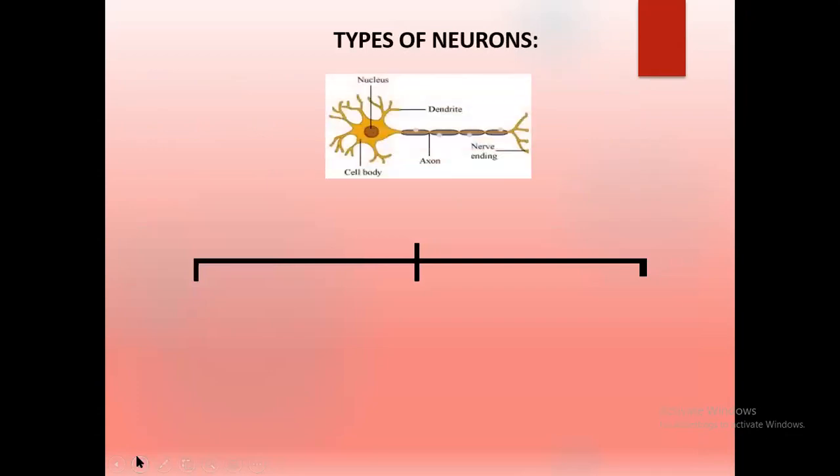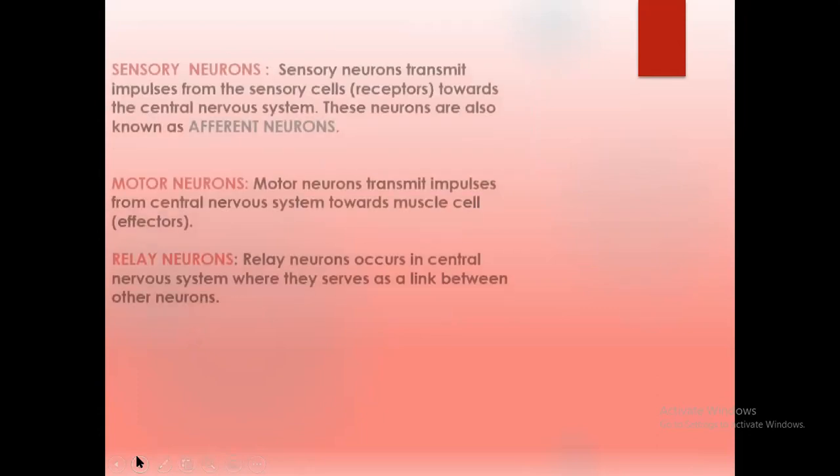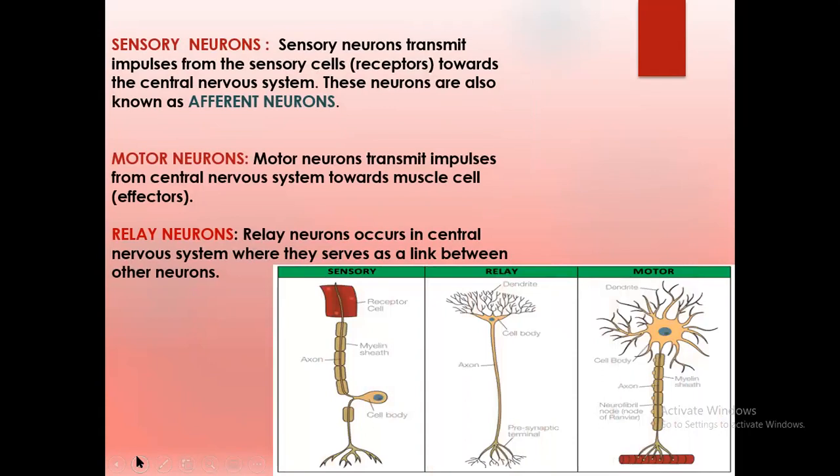There are different types of neurons like sensory neuron, motor neuron and relay neuron. What are these sensory neurons? Sensory neuron transmits impulse from the sensory cells towards the central nervous system. And these neurons are also known as afferent neurons. Motor neurons transmit impulses from central nervous system towards the muscle cell. Muscle cell means effectors and sensory neurons means receptors. Relay neurons occur in the central nervous system where they serve as a link between the other neurons.